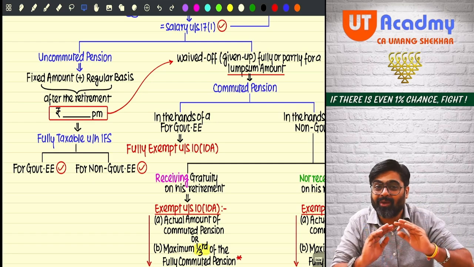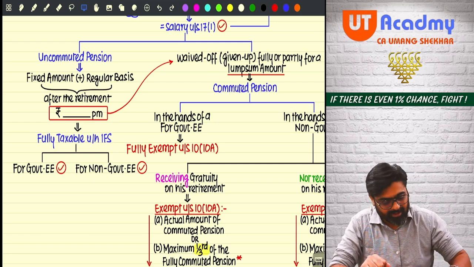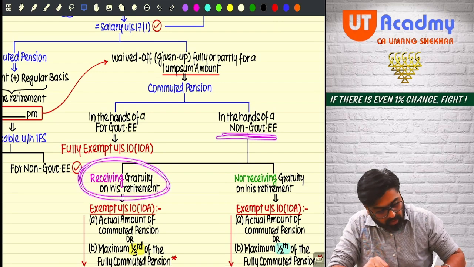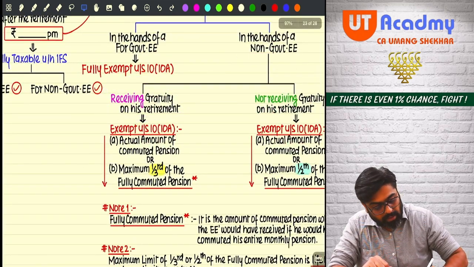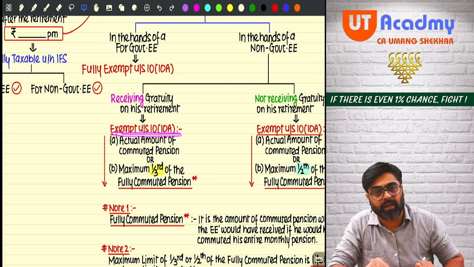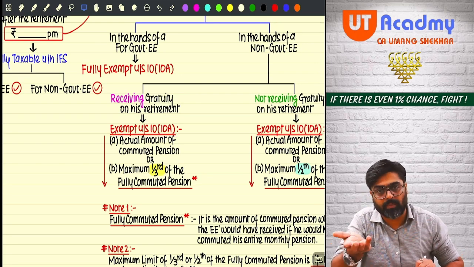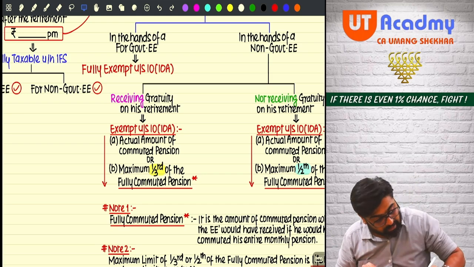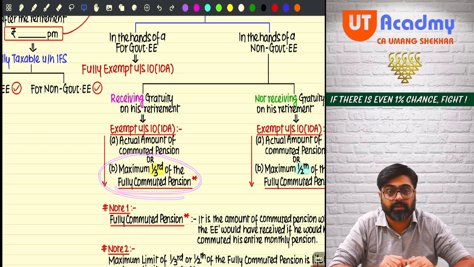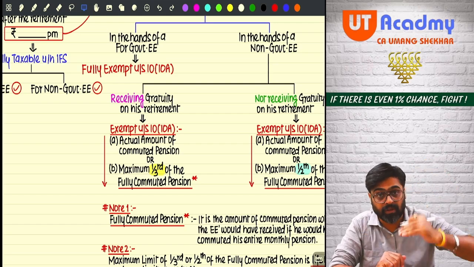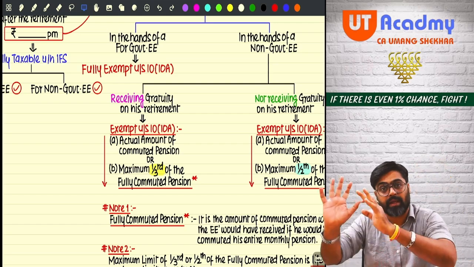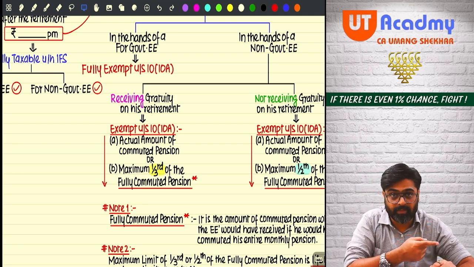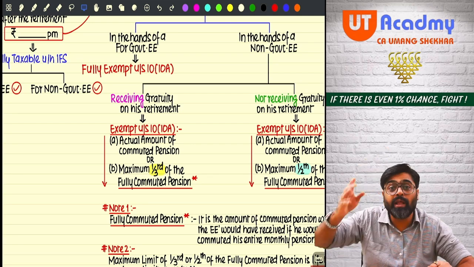Now wait, I will discuss how much commuted pension will be exempted if you are a non-government employee who is receiving gratuity. So if you are a non-government employee receiving gratuity also on retirement, your commuted pension will be exempt under section 10(10A). How much? The amount of commuted pension which you have actually received, either this much or maximum 1/3 of your fully commuted pension. This is the limit. To the extent of this limit only, your commuted pension can be exempted. 1/3 of fully commuted pension.